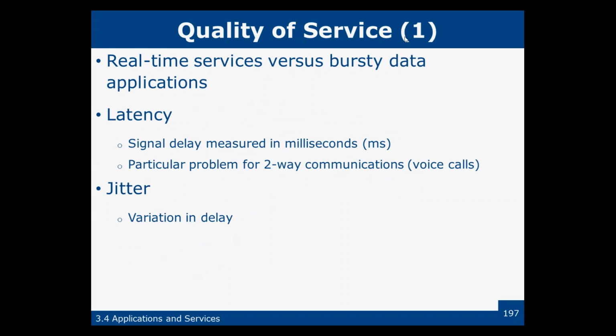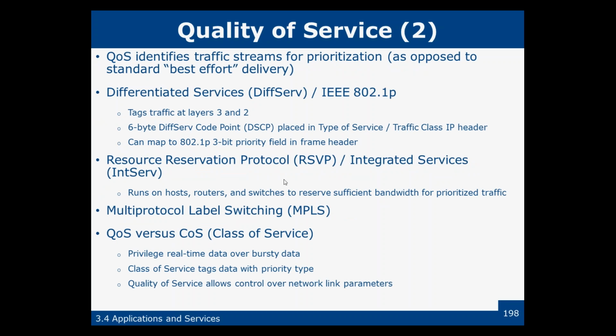Quality of service, we've got two of them here that I already talked about. Latency is the signal delay measured in milliseconds. It's the real problem, a particular problem with voice calls. Jitter is a variation in delay. You can hear those things sometimes. We used to get those in overseas calls. You can hear it change because the voice changes, and it makes the call not really all that good.